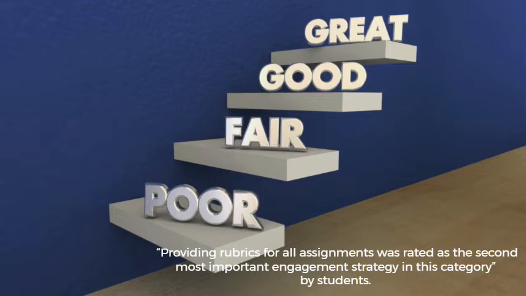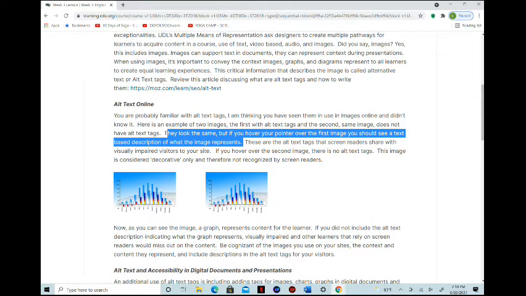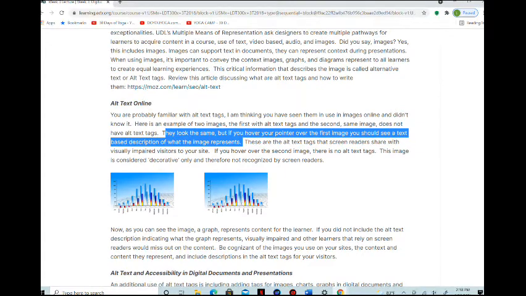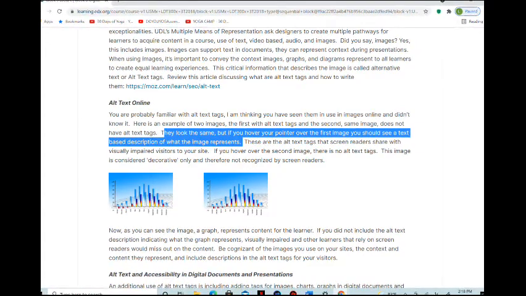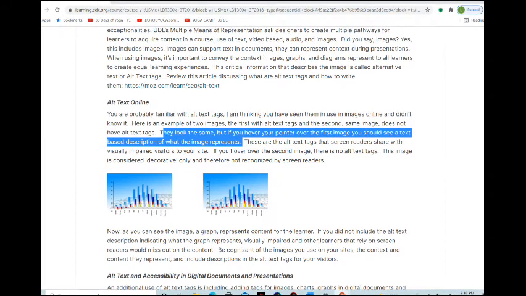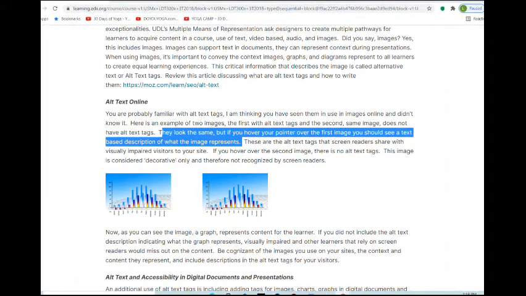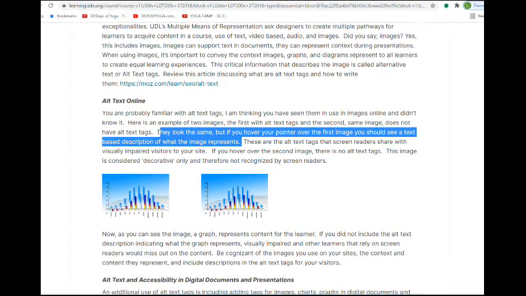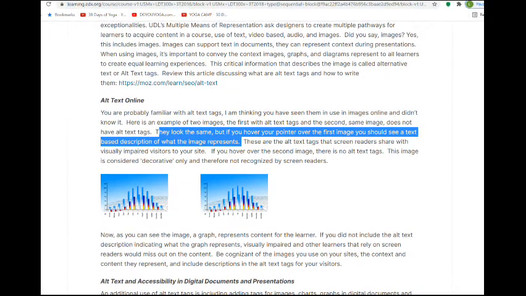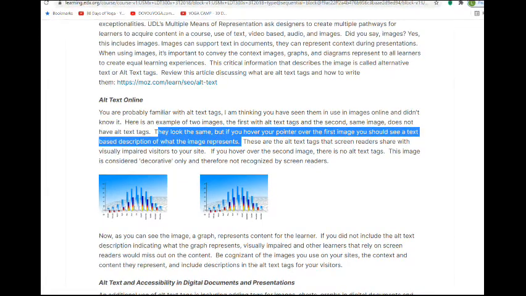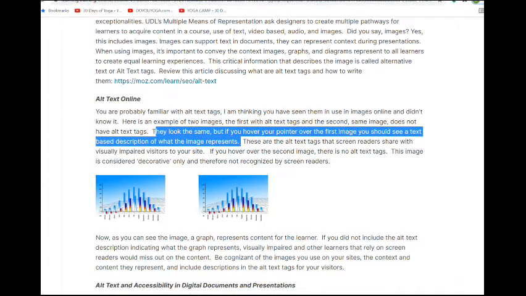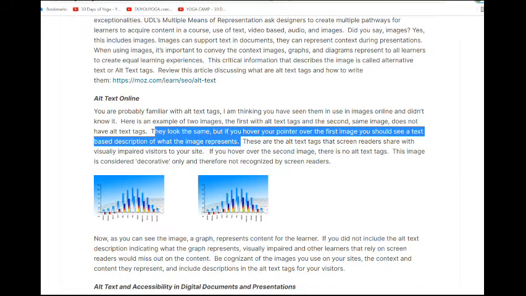The lack of rubrics is a weakness in LDT300x that cannot be ignored. In a study by Martin and Bollinger in the category of learner to instructor engagement, providing rubrics for all assignments was rated as the second most important engagement strategy in this category by the students. Not only do rubrics develop communication between students and instructors, rubrics provide students with clear expectations of how their work will be assessed, as well as providing students with an opportunity to receive specific feedback. Any course that does not offer rubrics is missing an essential tool students need.